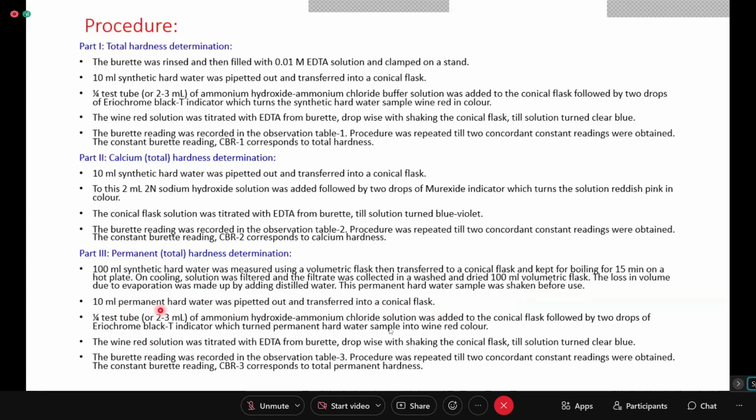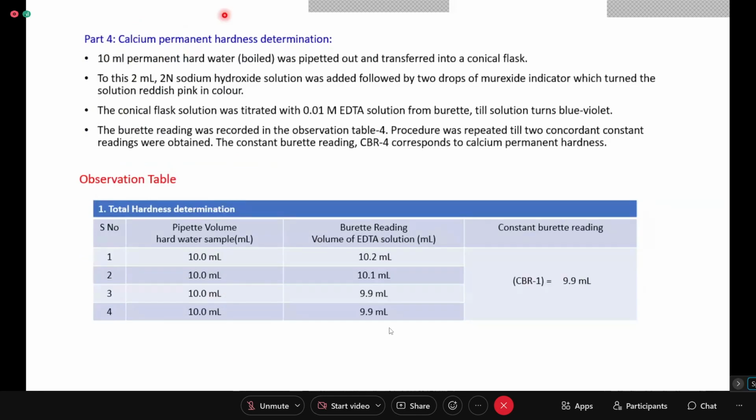And now you are performing the procedure of total hardness determination, that is, buffer and eriochrome black T. Whenever you add buffer and eriochrome black T, the magnesium part is not removed, it is determined. So this permanent hardness comprises calcium and magnesium both. When you add buffer and eriochrome black T indicator and titrate with EDTA to get a color change from wine red to clear blue, the burette reading corresponds to permanent total hardness. Okay, then the calcium permanent hardness.